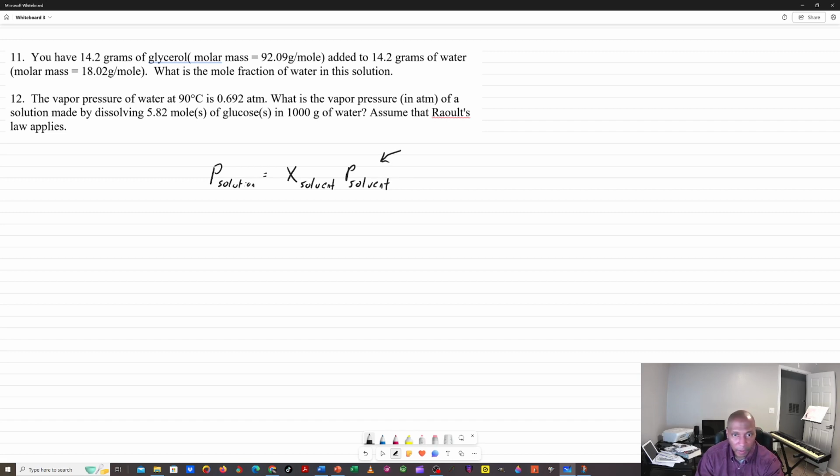I'm going to put the 0.692. Now the mole fraction, they didn't give it, but we have a way of getting it. So what is the vapor pressure in atmospheres of a solution made by taking 5.82 moles of glucose in 1,000 grams of water? Okay, so the first thing I'm going to have to do is convert 1,000 grams of water to moles of water. So I have 1 mole divided by 18.02 grams.